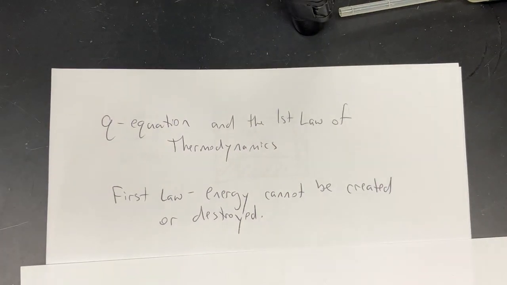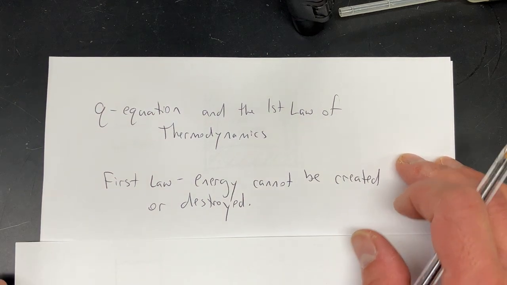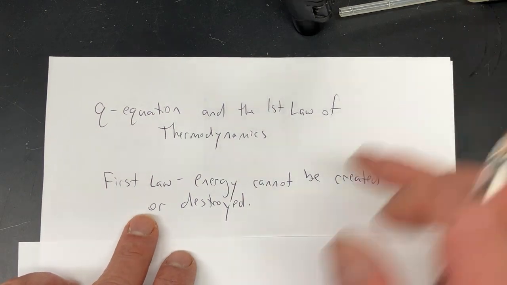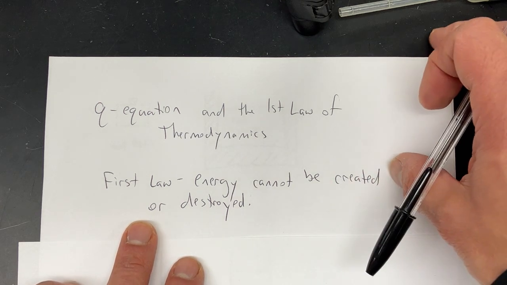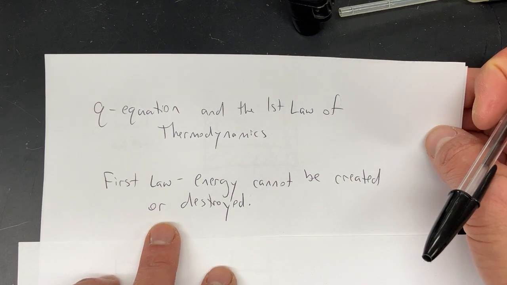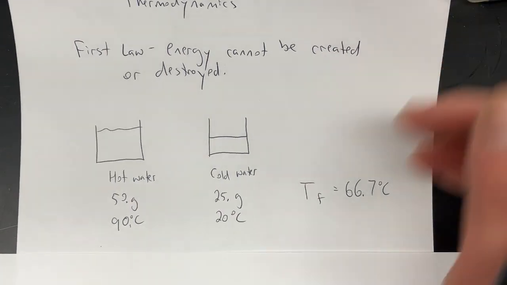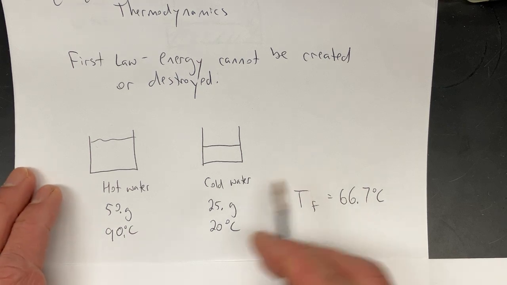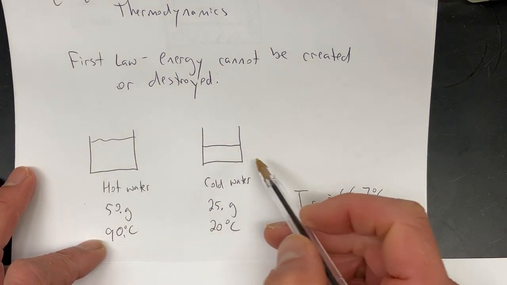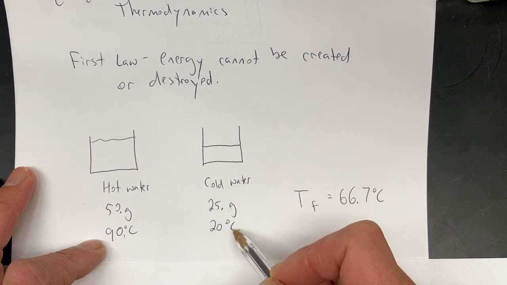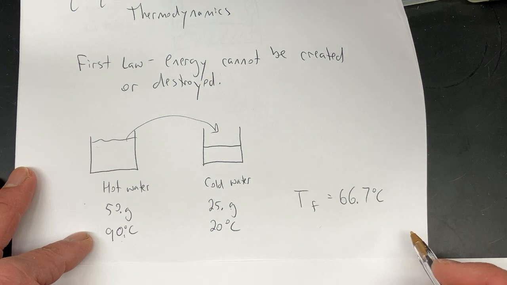Okay, so now how do we use this in any kind of experiments? Well, the first law of thermodynamics is the thing that we use the most in something called calorimetry. First law says energy cannot be created or destroyed. So let's say I have 2 beakers of water. I have hot water, 50 grams of this, which is 90 degrees Celsius. Cold water, 25 grams, 20 degrees Celsius. And I mix the two together, okay?